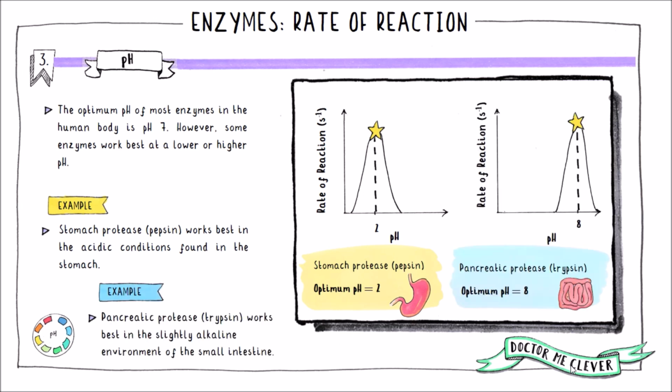On the other hand, the pancreatic protease trypsin works best in the slightly alkaline conditions in your small intestine. It has an optimum pH of around 8, and you can see if we draw the graph for this enzyme that the graph has shifted over to the right so that the peak of the graph is now directly above pH 8 on the x-axis.